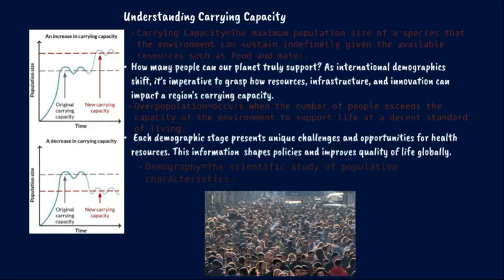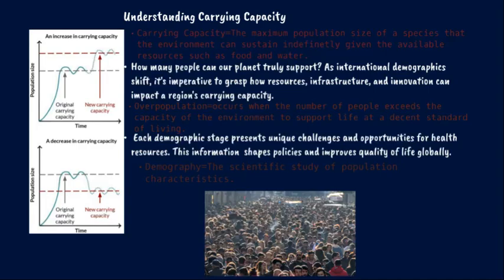As international demographics shift, it is imperative to grasp how resources, infrastructure, and innovation can impact a region's carrying capacity. Overpopulation can occur when the number of people exceeds the capacity of the environment to support life at a decent standard of living. Each demographic stage presents unique challenges and opportunities for health resources. This information shapes policies and improves quality of life globally.